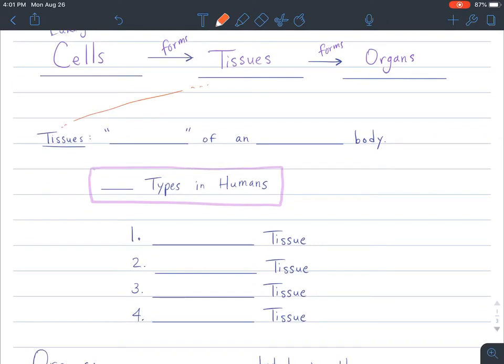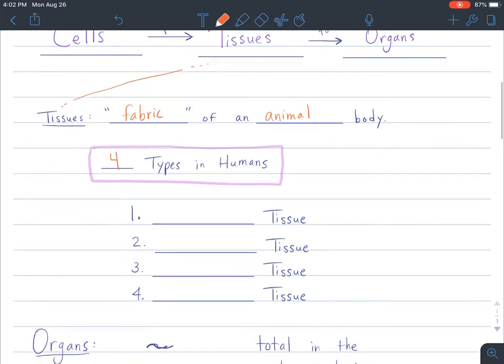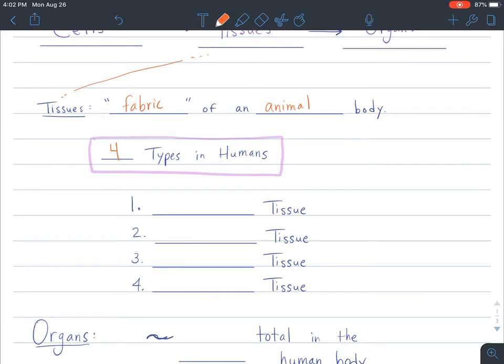The tissues are essentially the fabric of an animal body. So if you were to make an animal, you would need tissues in order to make the veins. You need tissues in order to make the brain. You need tissues in order to make the pancreas and the stomach and all the other parts of the animal. In humans, though, we have 4 different types of tissues. And so the first type of tissue that I'm going to define is nervous tissue.